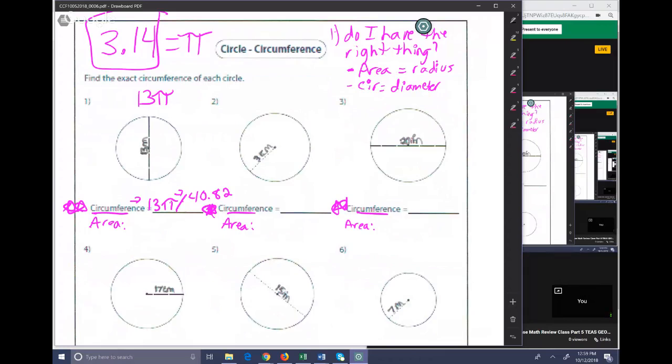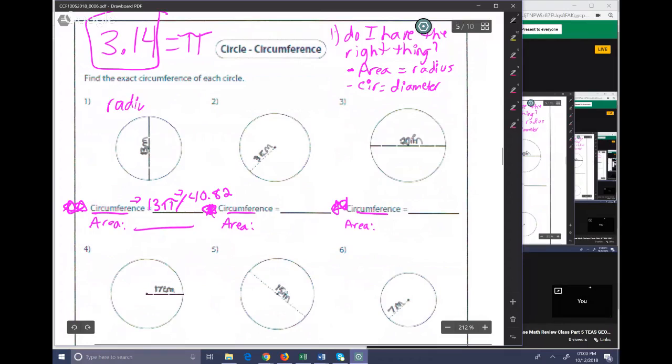Now I want to do an area because that's my second blank. Now I'm going to decide, do I have the right thing in front of me for an area? I don't. Areas require radius, not a diameter. All I have to do to get a radius is take the number that's the diameter and divide it by 2. That's going to make my radius 6.5. So half of 13 is 6.5. So that's 6.5 there, and that's 6.5 there.